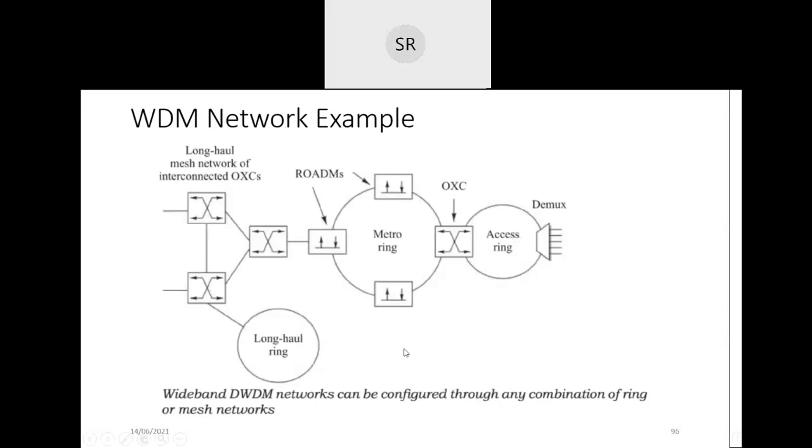Another is a wideband DWDM network, and that can be configured through any combination of a ring or a mesh network. So these are long haul interconnections here. We can use a reconfigurable optical add drop multiplexer in the metro ring, and this is about an access ring here.